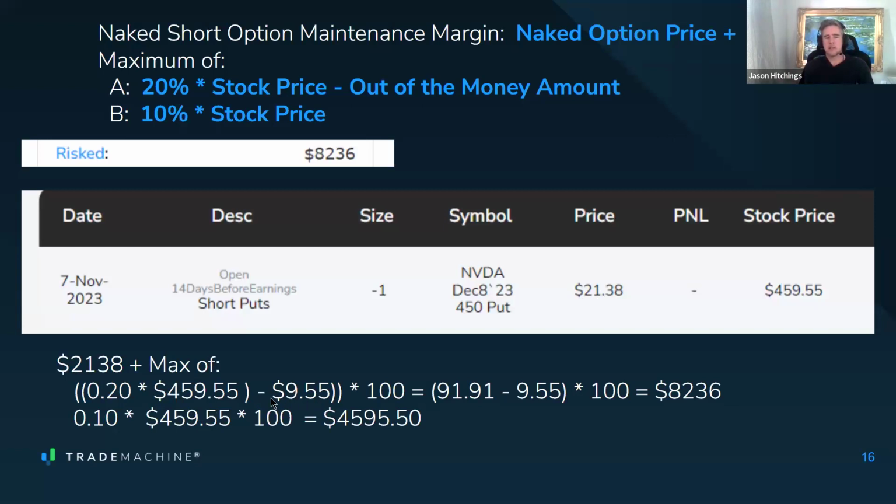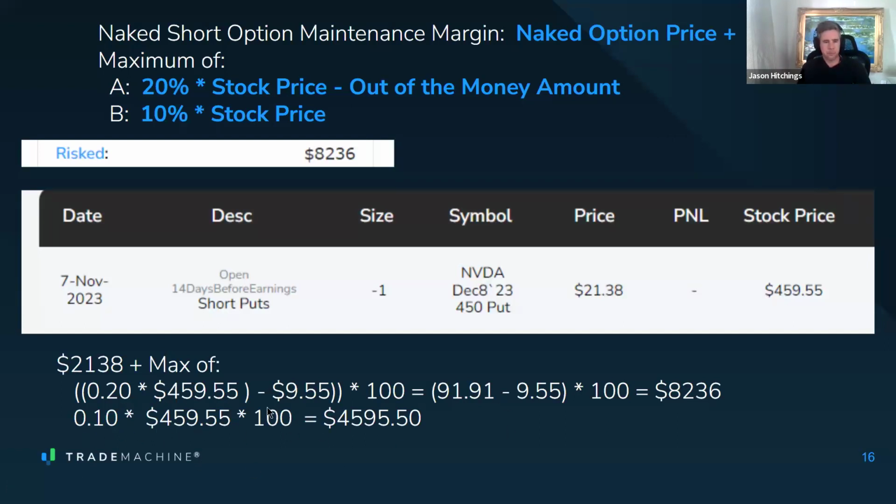The reason they do that is that the more out of the money the option is, the less at risk you are. If you're selling a put and the stock's trading at 200 and you're selling a 50 strike put, it's very, very far out of the money, and so they don't consider that you're risking very much. But if it's more than 20% out of the money, then they basically say you need to hold at least 10% of the value of the stock as part of the margin.